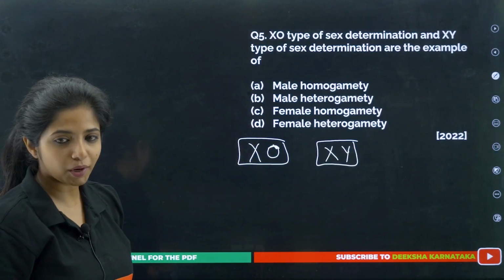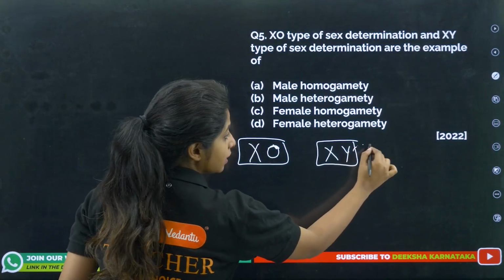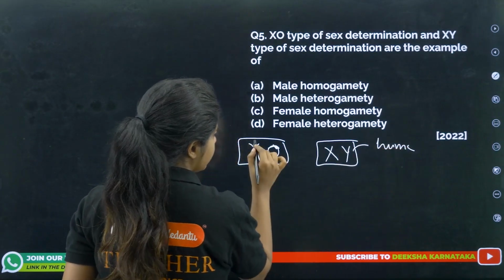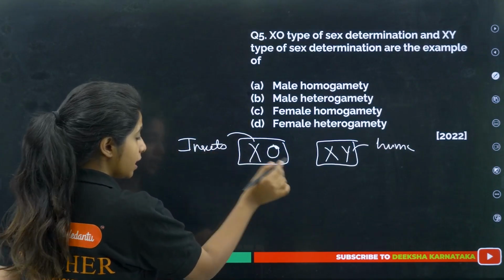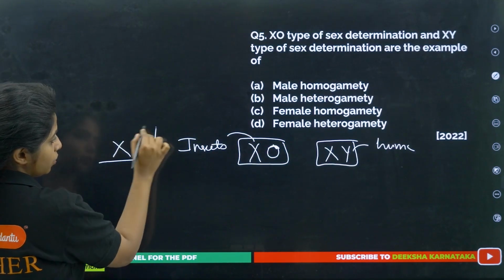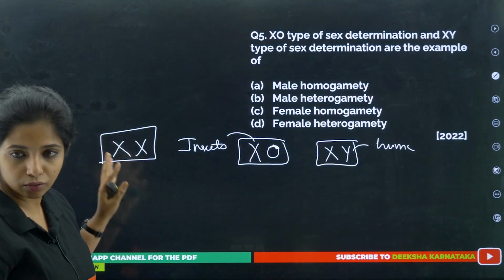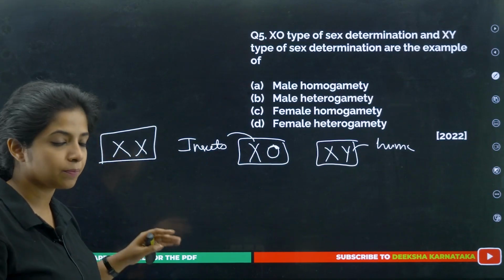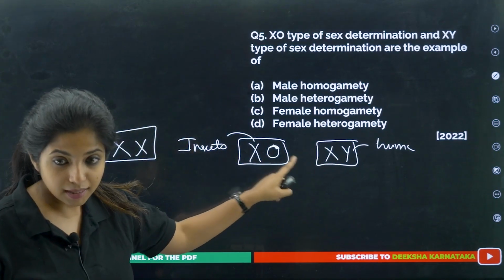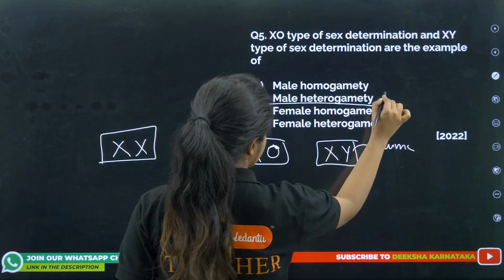This is an example of what? Male heterogamety or female heterogamety. This is male heterogamety. This happens in the case of human beings, Drosophila, and insects. In both the cases, the females will be XX only. So females are homozygous over here, or they are homogametic, or they show homogamety. Whatever you want to say, you can say. But over here, the males are the ones that are heterogametic. So male heterogamety is being shown over here.